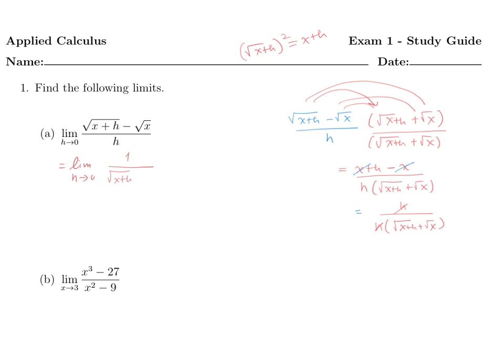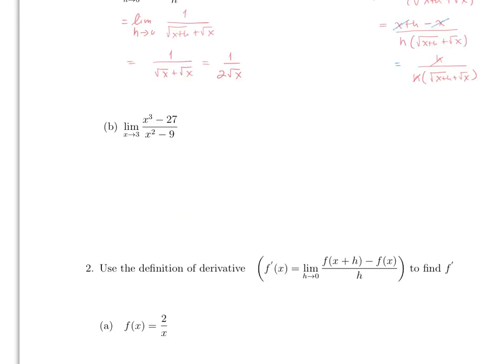And then if you plug in h equals 0, notice that this and this are exactly the same. So you'll end up with 1 over radical x plus radical x, which will give you 1 over 2 radical x. And that's it. All right, so now let's move to number 2.